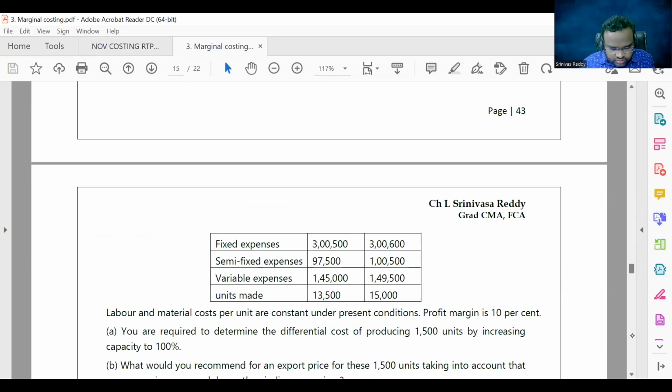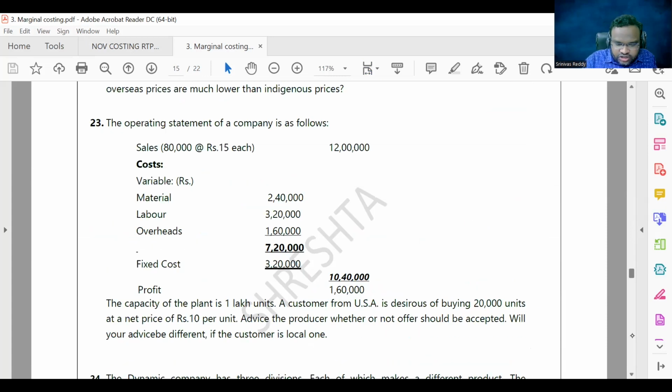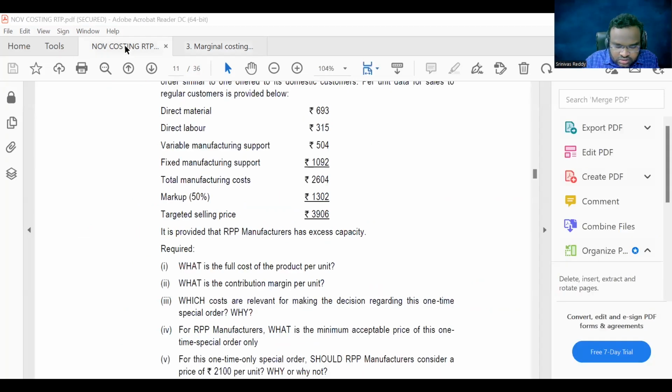Remember, that question would be question 23. If you see, will the advice be different if the customer is a local one? There I have discussed. Right. So anything more than 1512, more than my incremental cost, is acceptable.